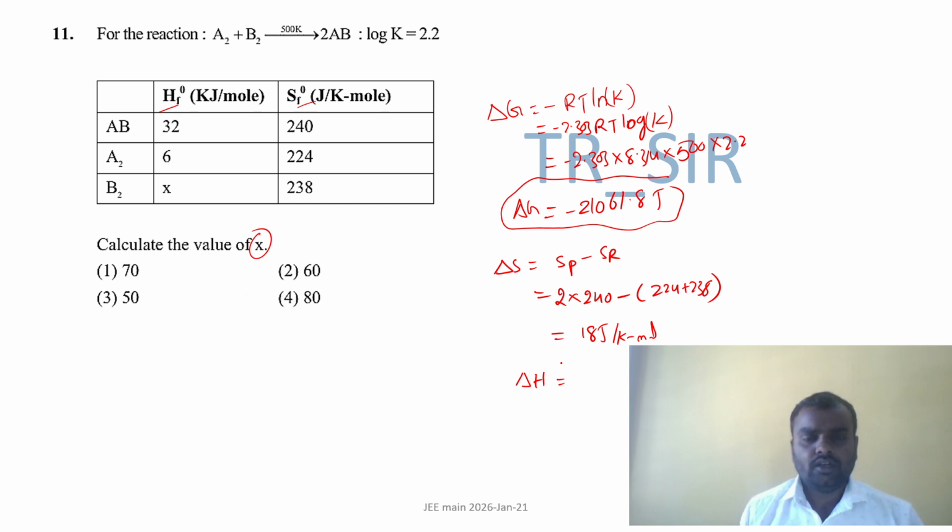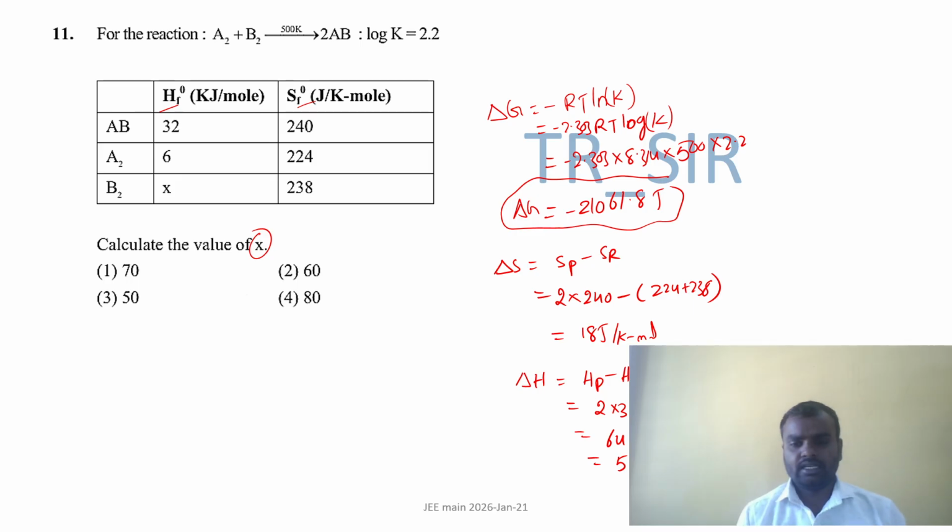Del H is equal to enthalpy of product minus enthalpy of reactant. Enthalpy of product: that is 2 into the AB value 32, minus 6 plus X. That means this will be 64 minus 6 minus X, so 58 minus X is coming. 64 minus 6 will be 58.